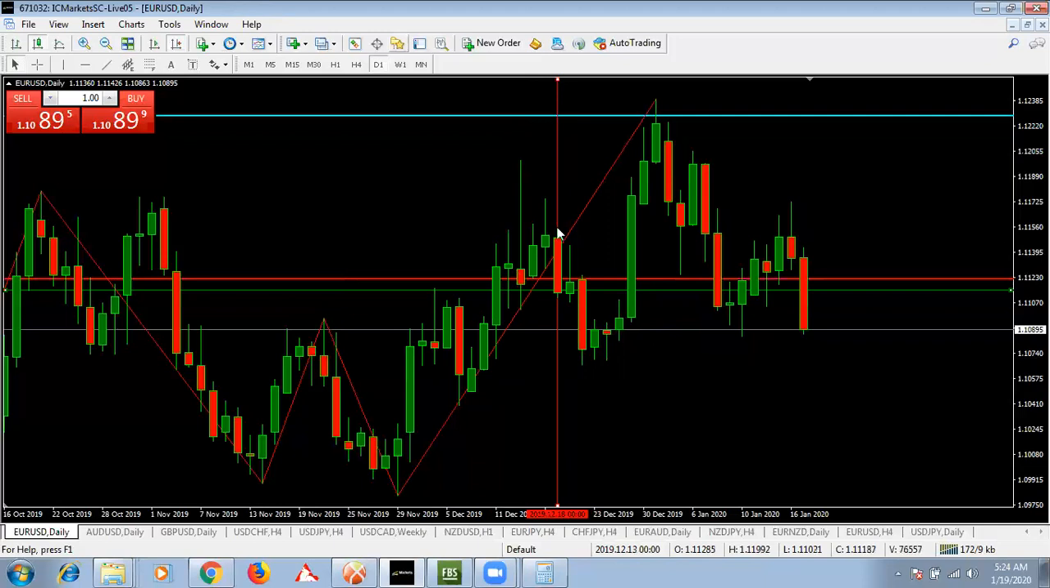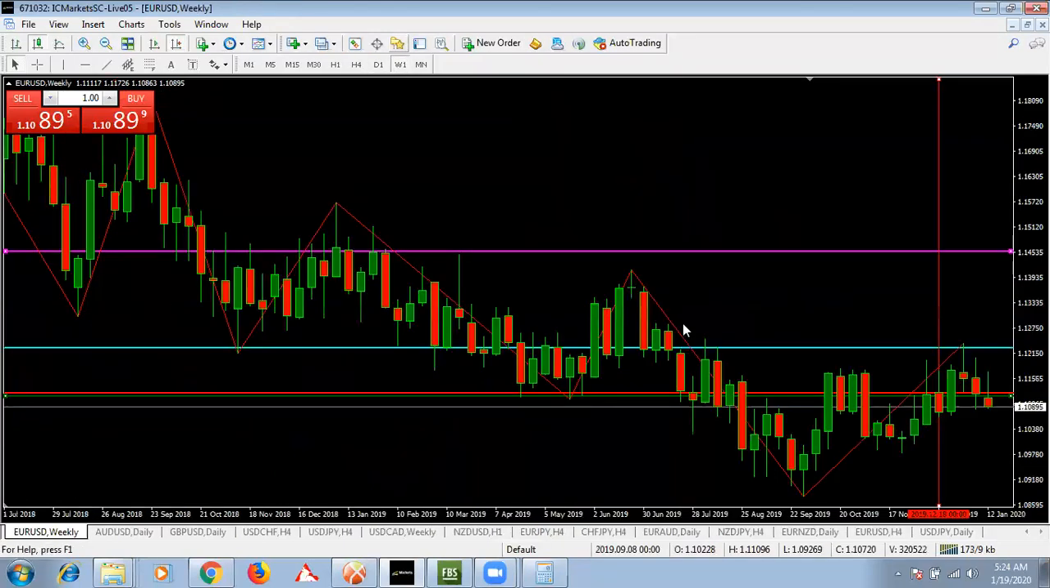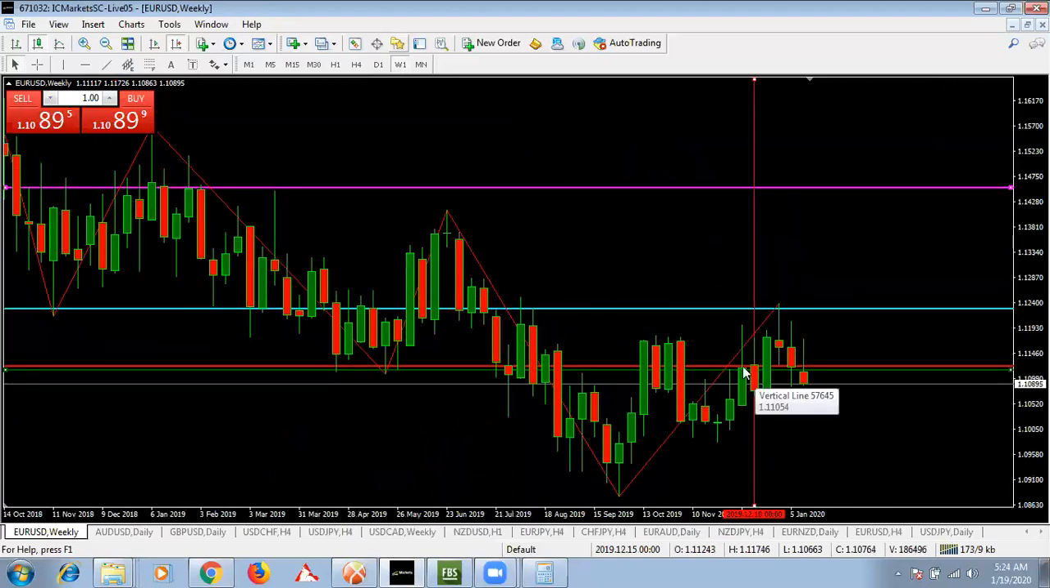Now, let me go back to the weekly. Okay, we have this here. If you look at this point where the market closed, the market was supposed to open below the weekly pivot, but the market opened above the weekly pivot. That's what we refer to as a gap in the market. When the market opens above the price that it closed, it is referred to as a gap.